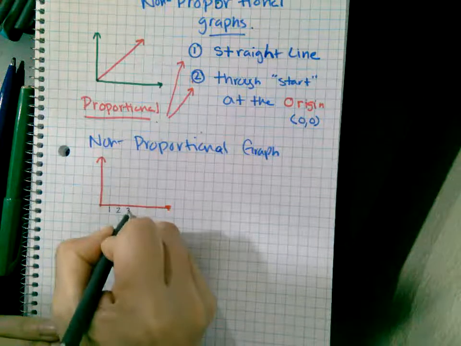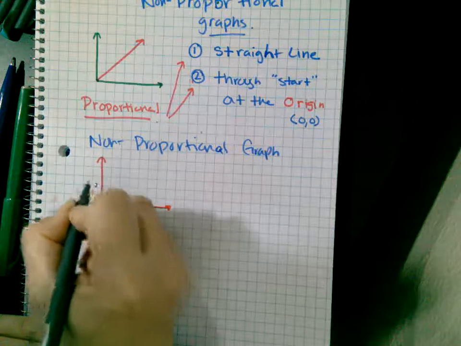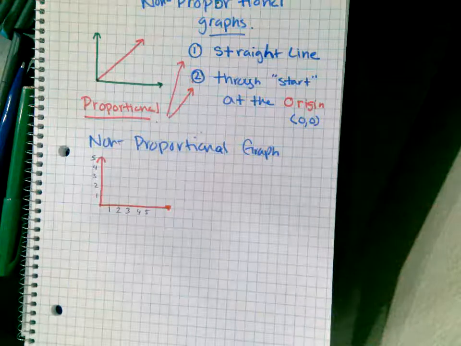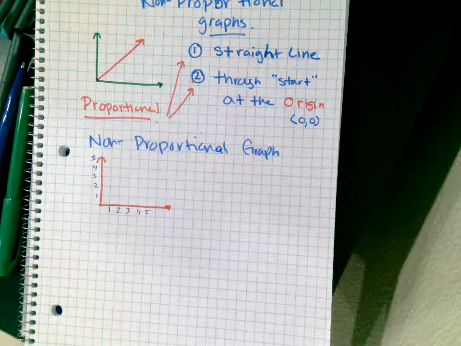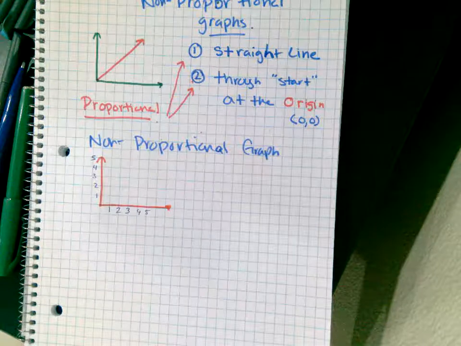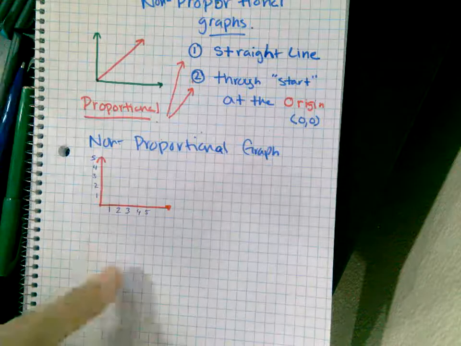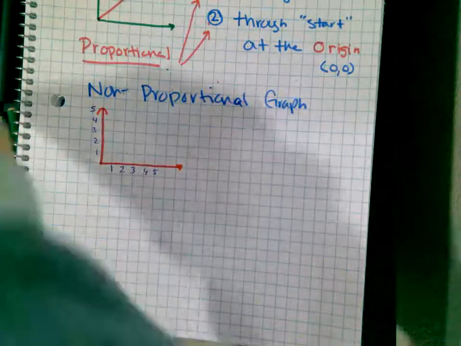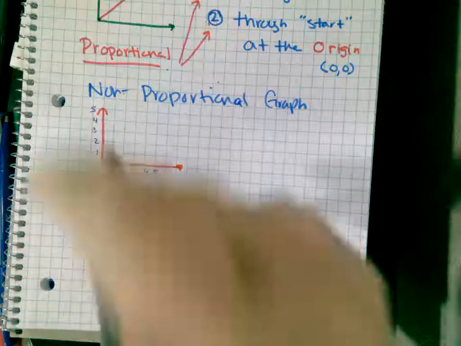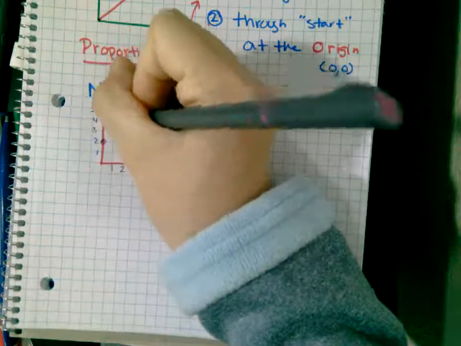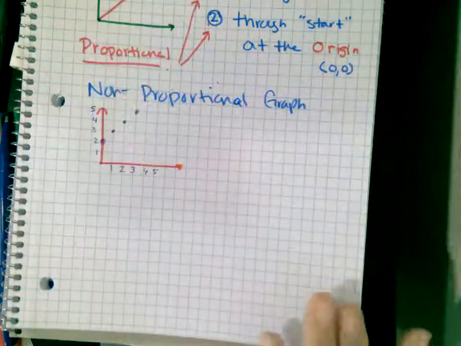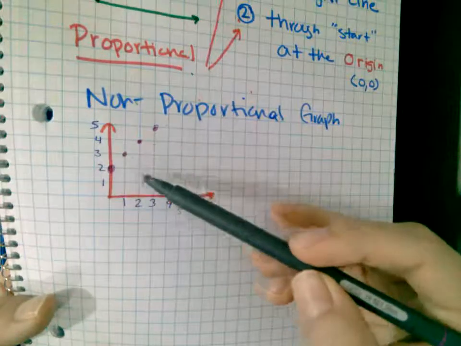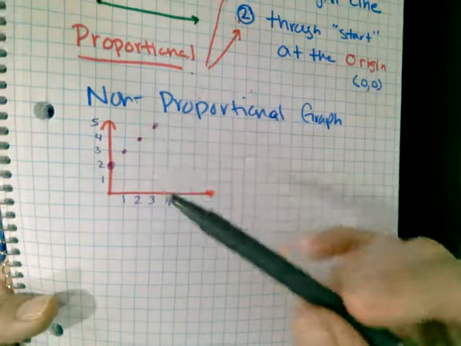let's go 1, 2, 3, 4, 5. 1, 2, 3, 4, 5. Simple graph. Up by ones. Okay, so let me graph this one. So notice where I put my dots. 0, 2, 1, 3, 2, 4, 3, 5.